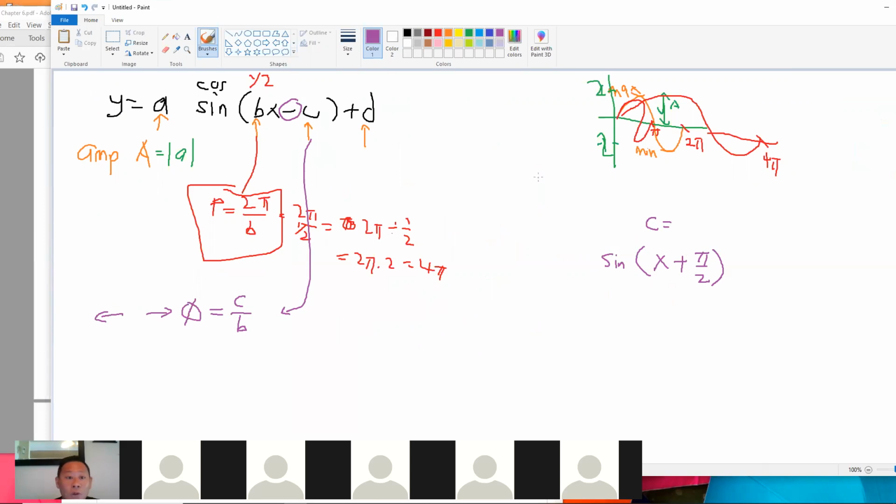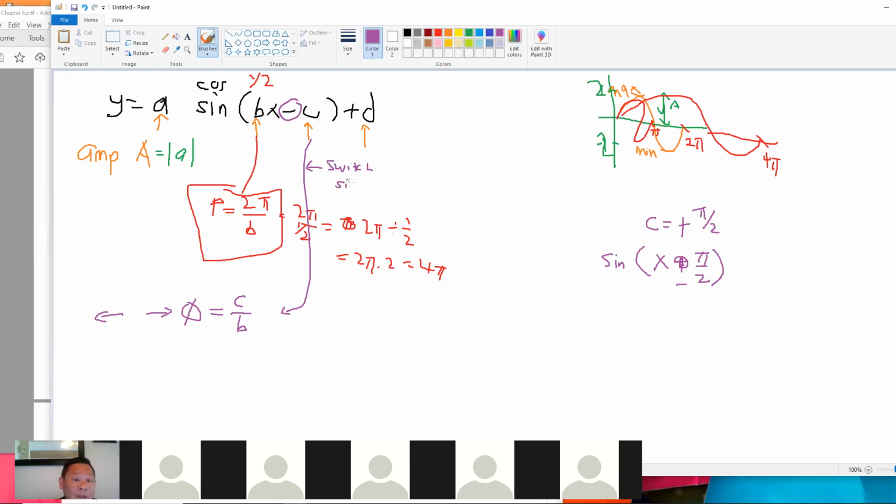Pi over 2. No, positive pi over 2, it will be negative pi over 2. Okay, so do not forget that your c initially is a negative. So if you have a positive, you have to switch your sign to negative. And what happens if this is a negative pi over 2 and it's a positive? Then it will be positive. So make sure you know that this c that we have here, you have to switch your sign.